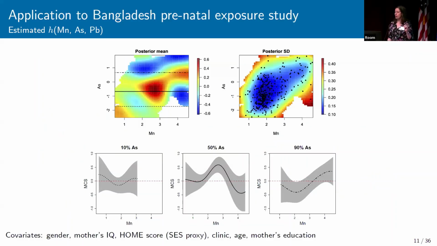Okay, but first going back to our Bangladesh prenatal exposure study, this is showing some of the results that you can get from applying BKMR. So for this application, we were estimating the association between manganese, arsenic, and lead. And so this slide is showing different plots of our exposure response function H of these three metal exposures with the motor composite score. And what this top left plot is showing is the relationship of manganese and arsenic with the outcome at median levels of lead.